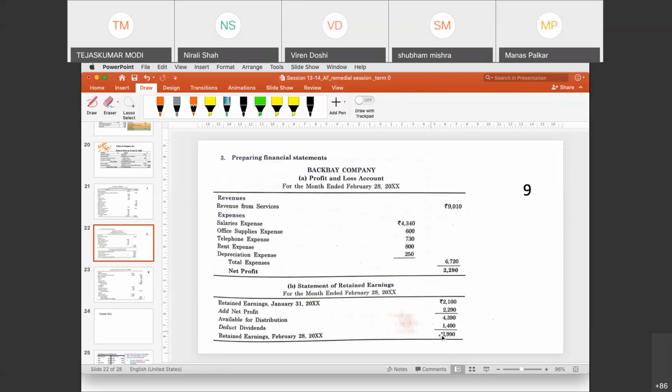Can you see the cursor, beta? Yes, sir. So 2990 is from here. This 2990 is after deducting dividend, right? Yes. So it has been captured, beta. It has been captured by reducing the retained earnings.